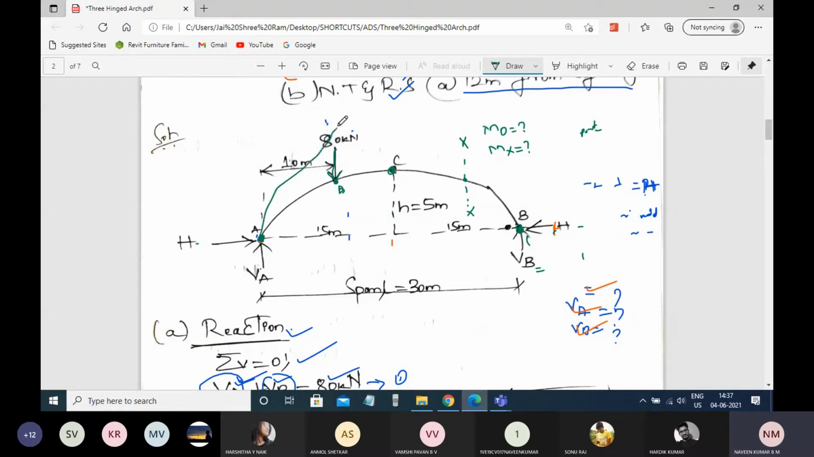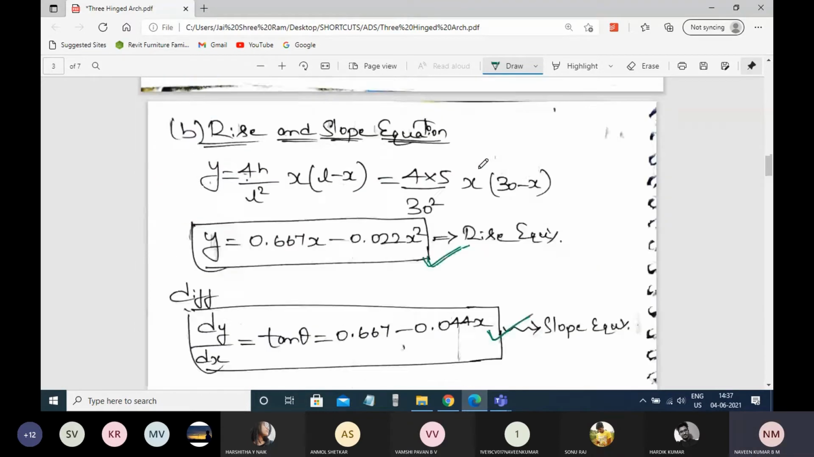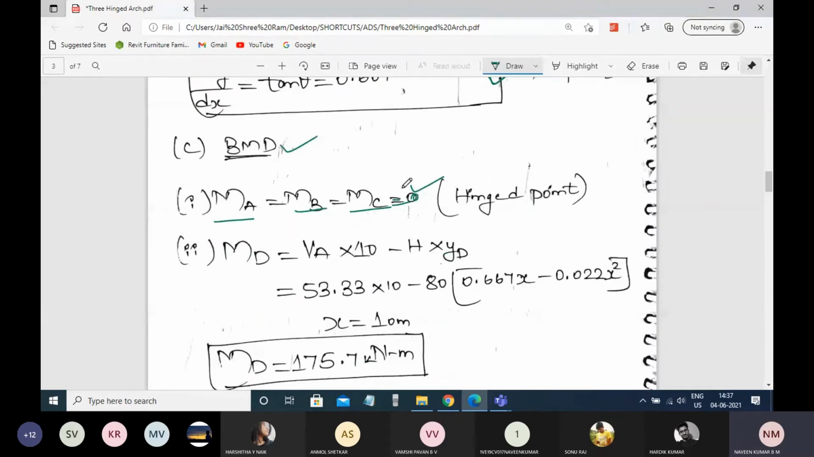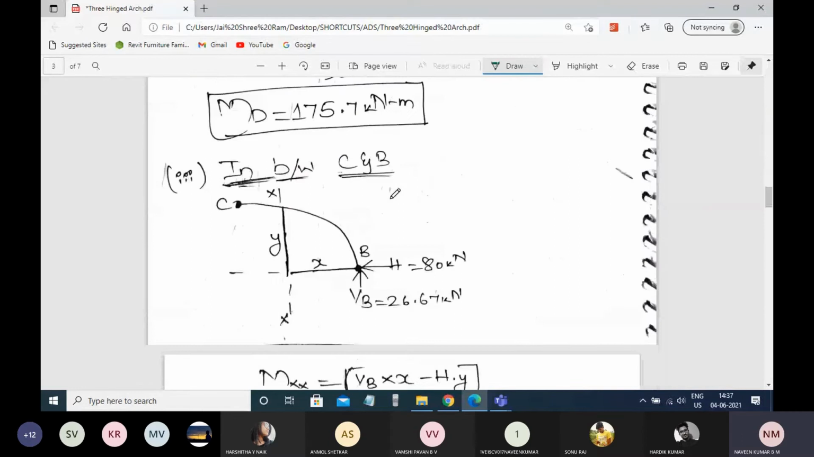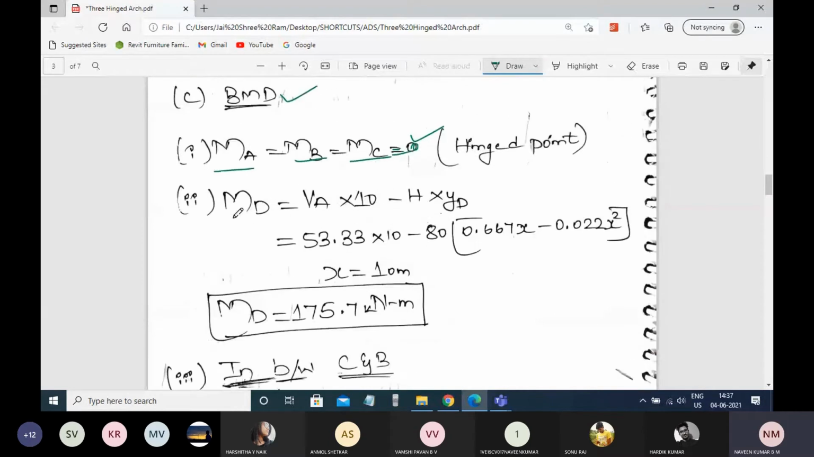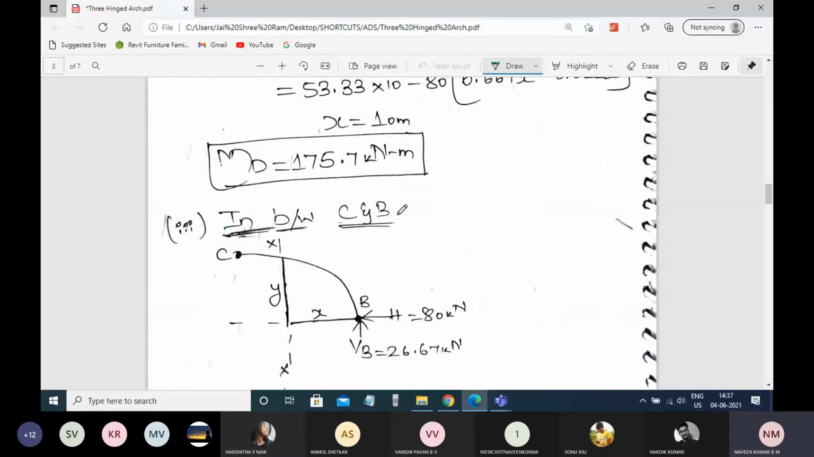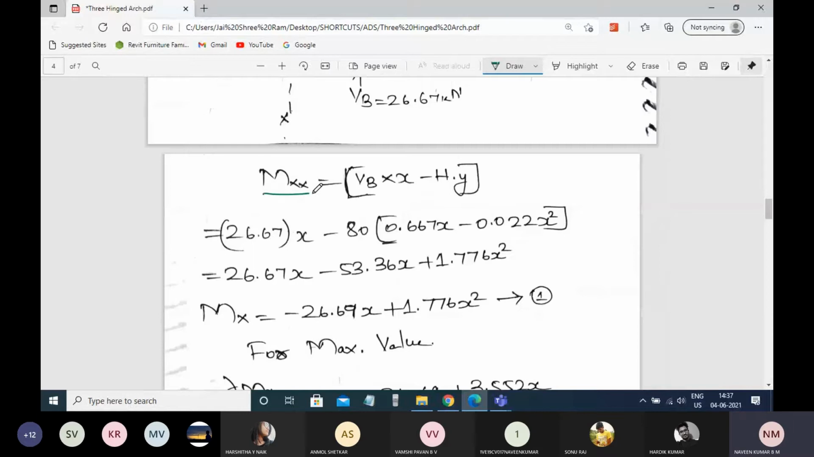In order to draw the bending moment diagram, it may be something like this. At C it is 0, at A it is 0, at B it is 0. So the only thing is you need to find the moment at D and the moment at X. Understood? Then we'll discuss how to find this moment. Understood?